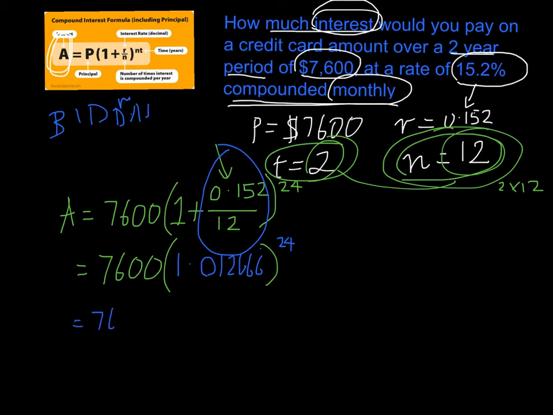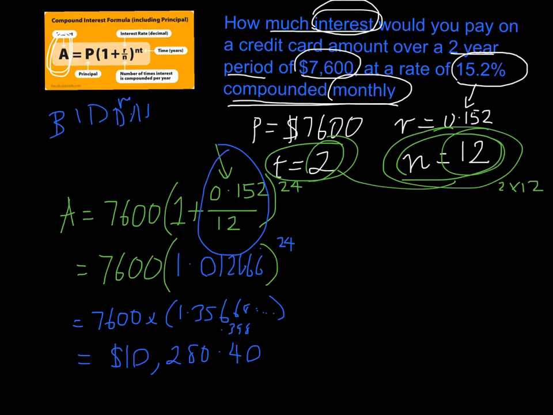So what I'm going to do is 7,600 times by what I now have, which is 1.35268, keeps going. So leaving that on my calculator screen, I'm multiplying that now by 7,600, so our original principal. The answer is $10,280, and rounding off correctly to 2 decimal places, 40 cents. It was 0.398, so rounding that off correctly to 2 decimal places, it's closest to 0.40 than 0.39.